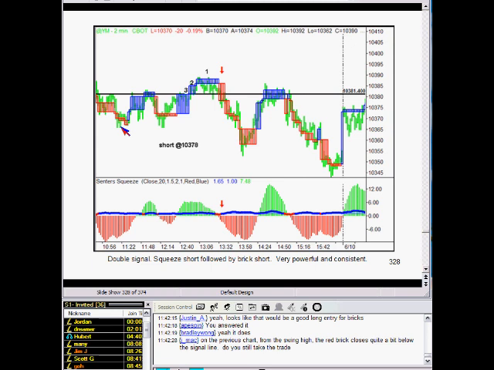All right, let's go through this. This will help you. I'm gonna show you exactly how I use this stuff. On this chart, what you can see is a double signal, a squeeze short followed by a brick short. Very powerful and very consistent. Means I'm trading a full lot. You're going along here, and you get a squeeze short here, and then you've also got a brick short here. Look what happens. You're short from about 103.78, and you just ride the move down.